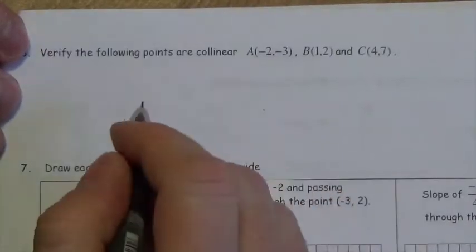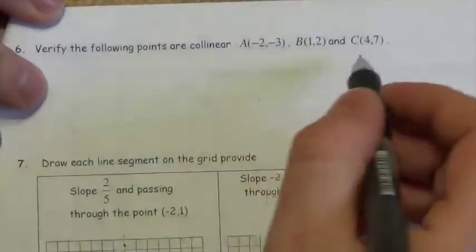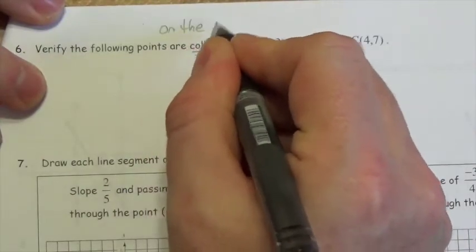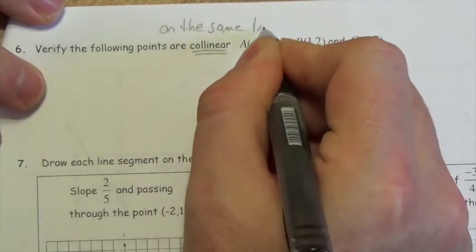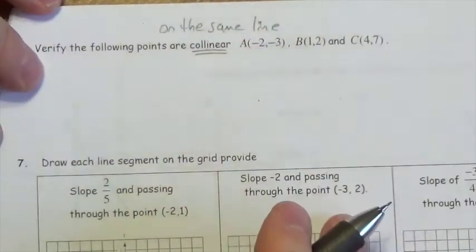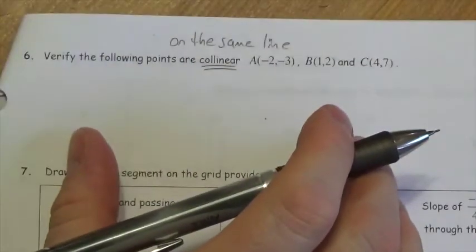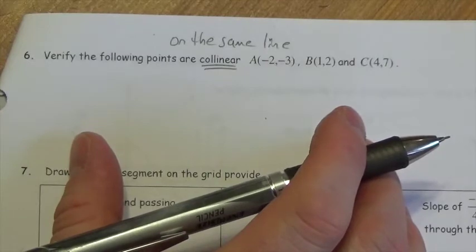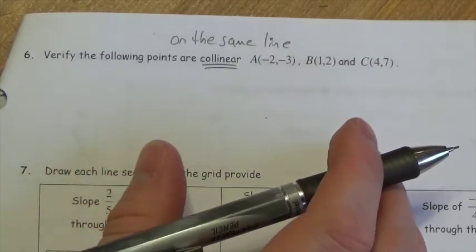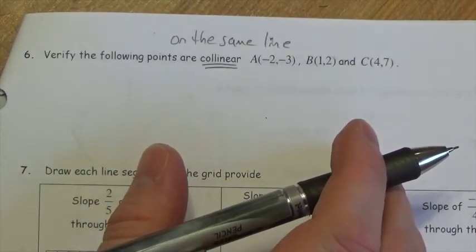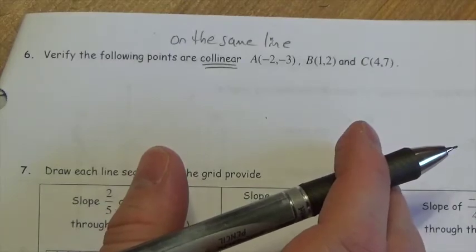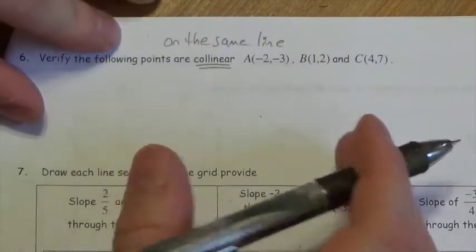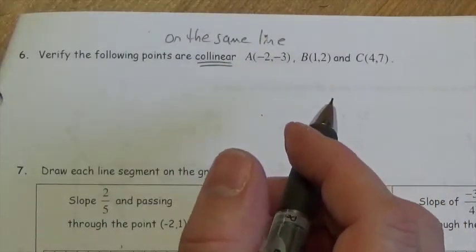Now, in this question, we're being told to show that these 3 points here are collinear. Collinear means on the same line. To see how this could be possible, we need to rely on a property of the lines that I was discussing with you earlier. You need to know that the slope is constant all the way through a linear function, or a linear graph, I should say.